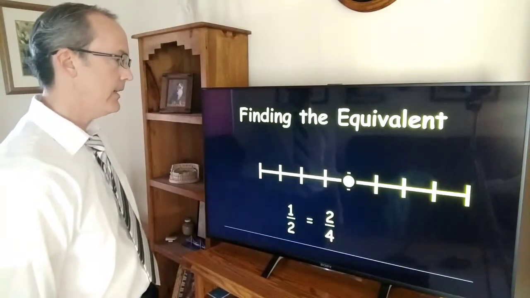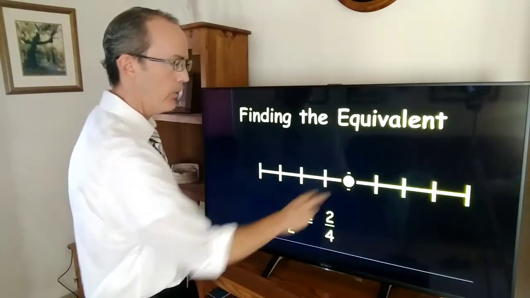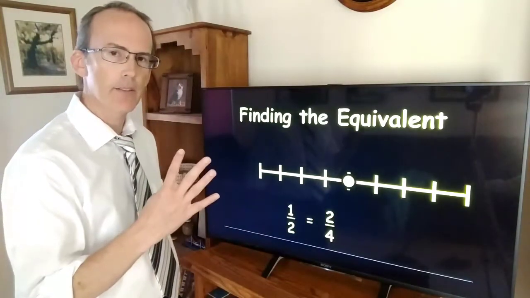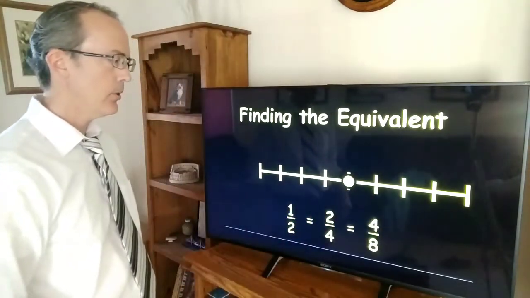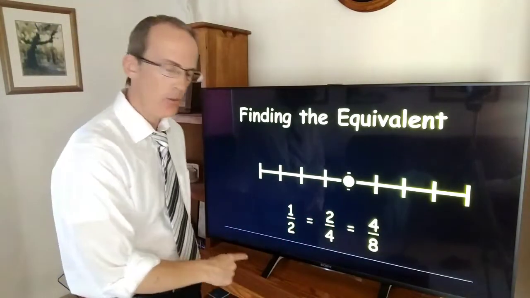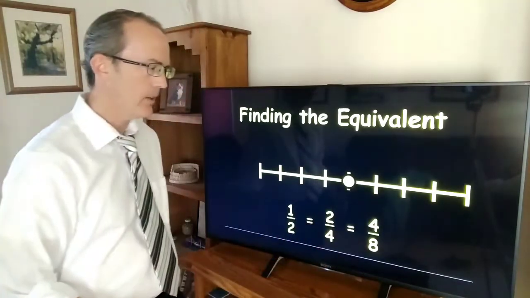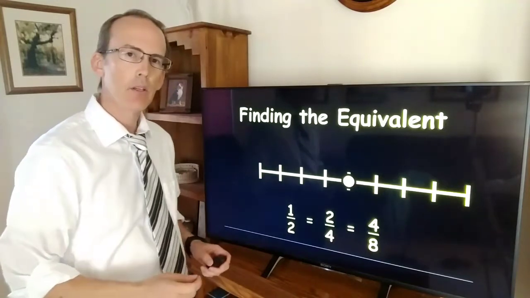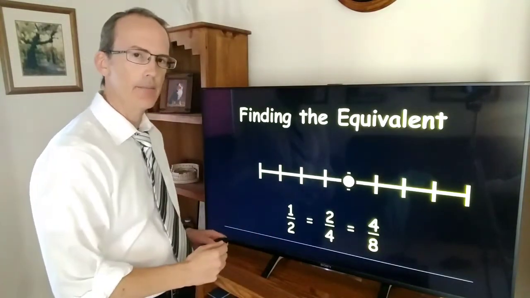And now you can see 1, 2, 3, 4. Now I'm at 4 pieces with a denominator of 8. So 1/2 is equivalent to 2/4, which is also equivalent to 4/8. All of those are the same 1/2. They all equal half of the line.